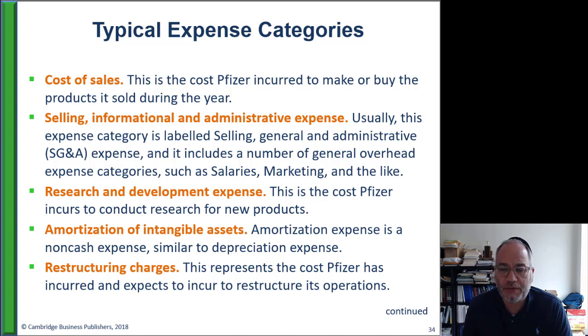Amortization of intangible assets is amortization of things like patents and trademarks.